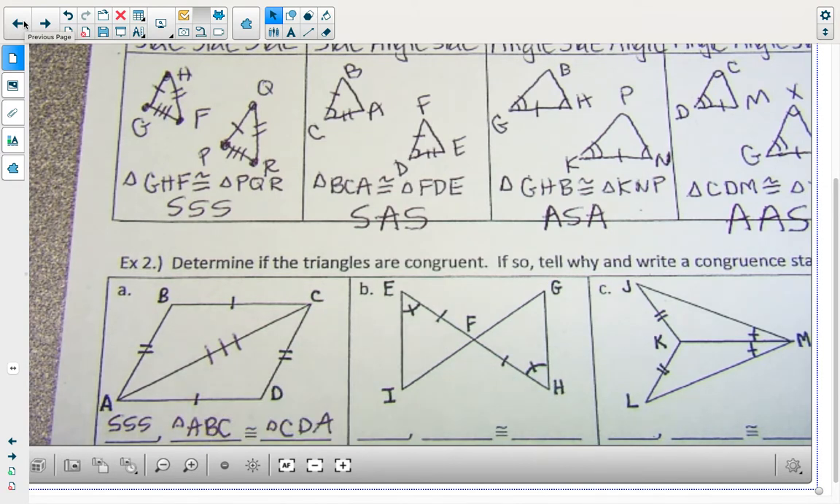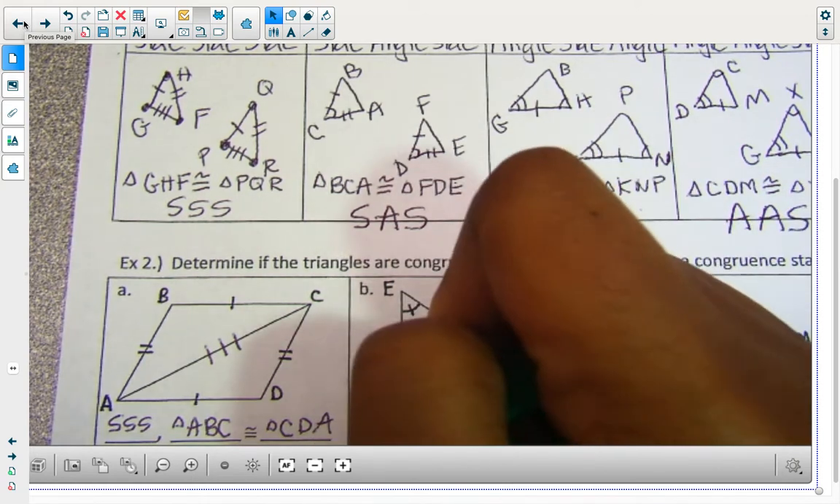Example 2B, angle E is congruent to angle H. And EF is the same as HF. So it looks like I got an angle. So they share this angle up here. And they have a side right here that they share. And they also share this angle right here because those are vertical angles.